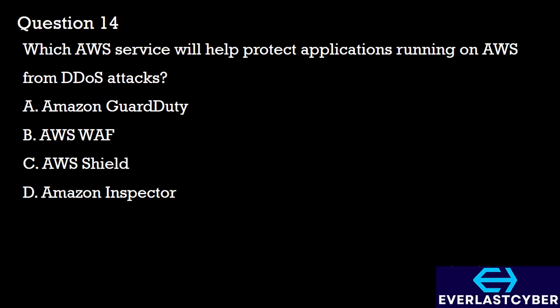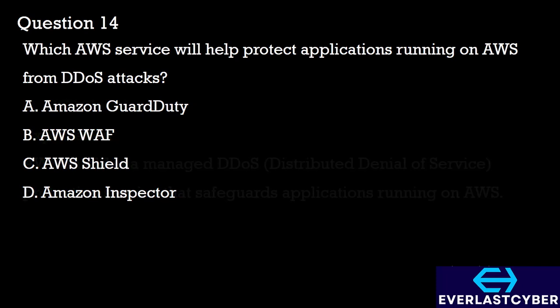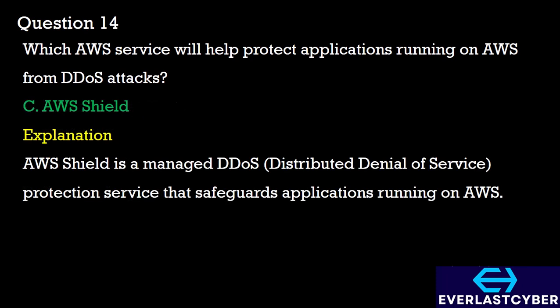AWS Shield is a managed DDoS protection service that safeguards applications running on AWS. Amazon Inspector is a security assessment service that helps to improve the security and compliance of applications, but it does not provide protection against DDoS attacks. So the answer here is option C, AWS Shield. This is a managed DDoS protection service that safeguards applications running on AWS.